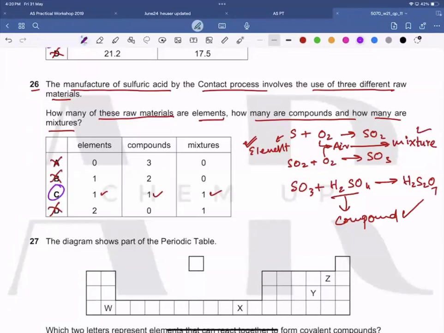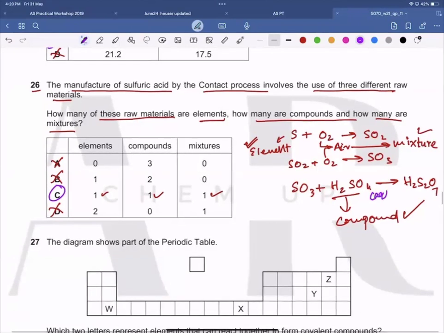Is this understandable to all of you? Yes, it is oxygen, but oxygen is not directly used. It is taken from the air, and we use air, not oxygen. Okay. Yes, but see, it's an aqueous solution, so water is already there as well.